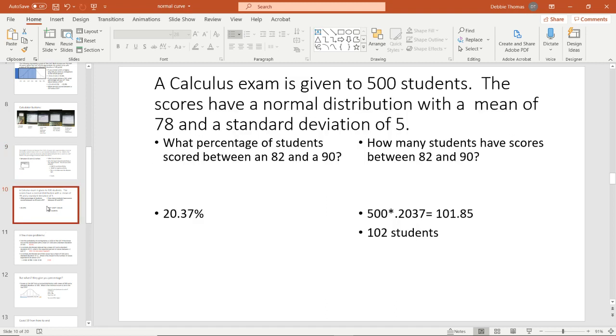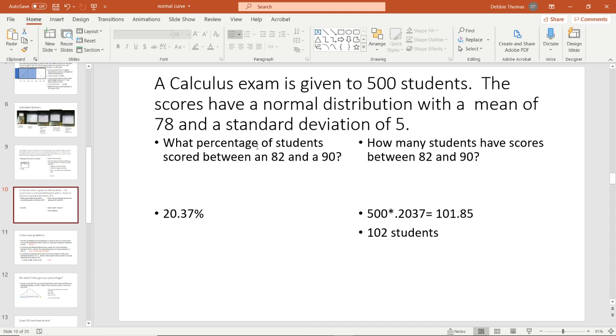All right, calculus exam, since that's where we're going next here, folks. Calculus exam is given to 500 students. The scores have a normal distribution with a mean of 78 and a standard deviation of 5. So I'm going to do the same setup, but two different types of answers. So let's pretend that it said what percentage of students scored between an 82 and a 90. Again, the word percentage means I do exactly what I want.